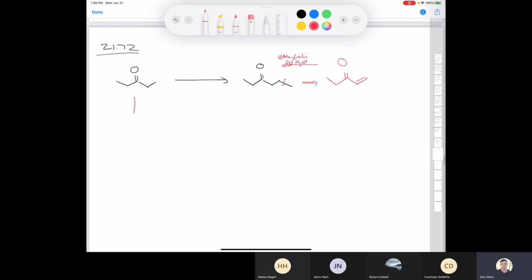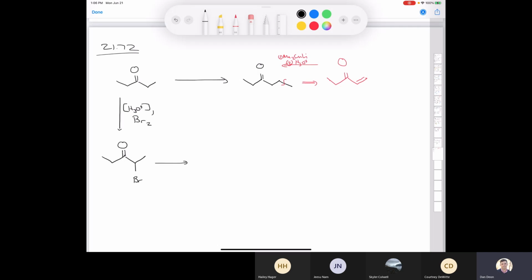And then the question becomes, well, how do you get from here to here? And that's not that much of a stretch. All you have to do is make the alpha bromoketone. So for that, you just treat it with a catalytic amount of acid. You know what? Let's write every step out. So first, you're going to treat it with a catalytic amount of acid and bromine, and that's going to give you, again, the alpha bromoketone, like this.